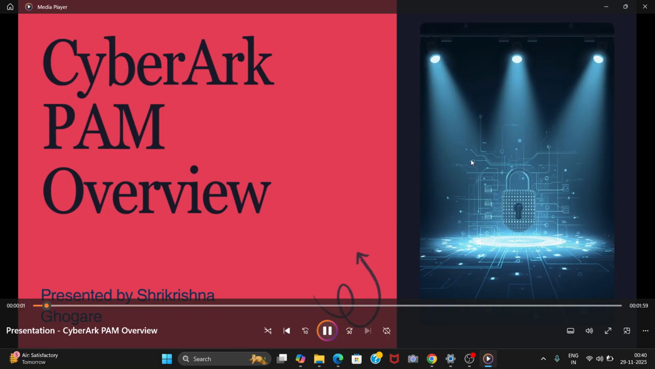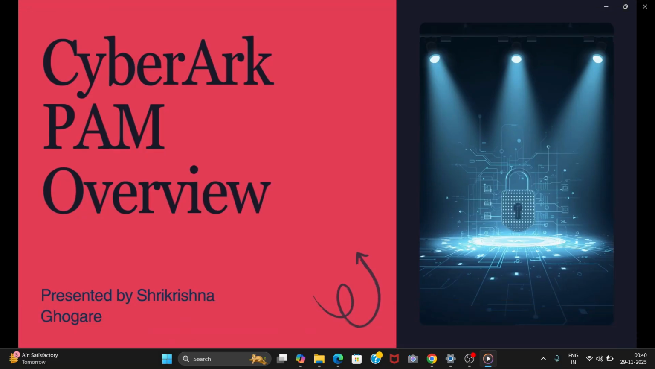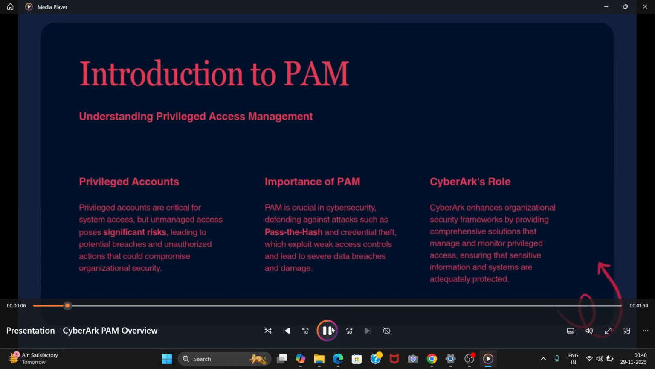There are a number of PAM solutions available in the market nowadays, but this time also CyberArk is on top in the Gartner quadrant. This is the PPT which is created by me mainly for CyberArk, to explain how to start and how to introduce PAM.